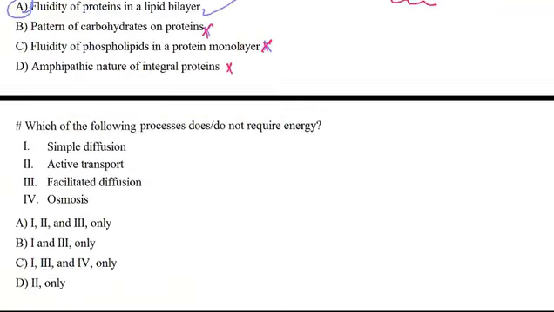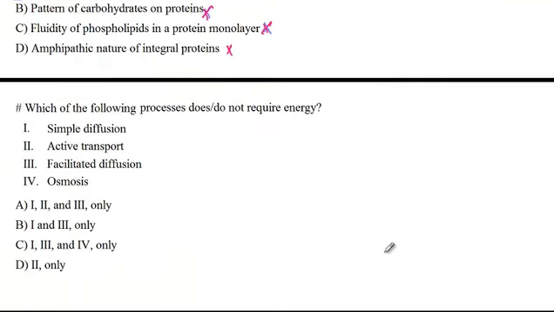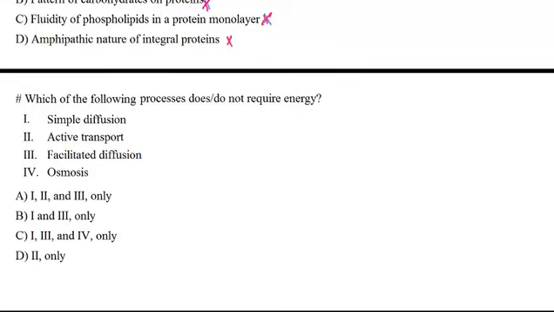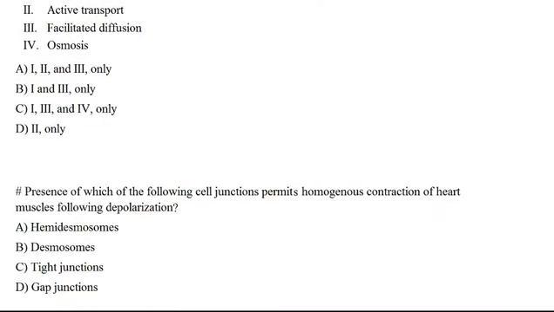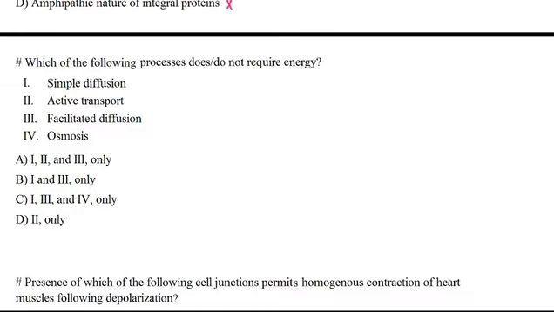All right, and then let's move on to the last set of questions. Which of the following processes does not require energy? And then the final question is, presence of which of the following cell junctions permits homogeneous contraction of heart muscles following depolarization? So if you need to pause the video, go ahead. Otherwise, let's go through the answer choices here. So which of the following processes does not require energy?